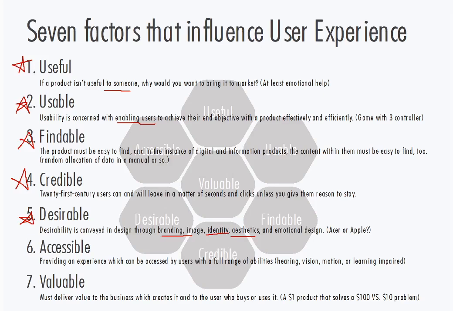Okay, we have talked about the sixth one, accessibility. We have talked about airport wayfinding, the toilet sign, previously. Providing an experience which can be accessed by users with a full range of abilities, like hearing, vision, motion, or learning impaired. Anyone should have access to the product. Okay, anyways, the final one is valuable.